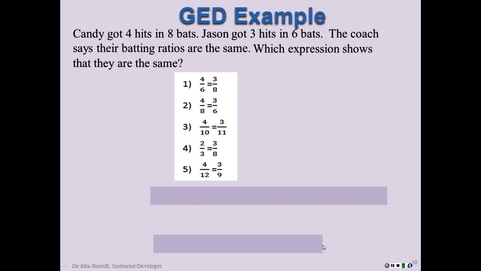Candy got 4 hits and 8 bats. Jason got 3 hits and 6 bats. The coach says their batting ratios are the same. Which expression shows that they are the same? 1, 2, 3, 4, or 5? You can ask your table mates to help you if necessary. Which one is accurate? And let me know when you have your answer.